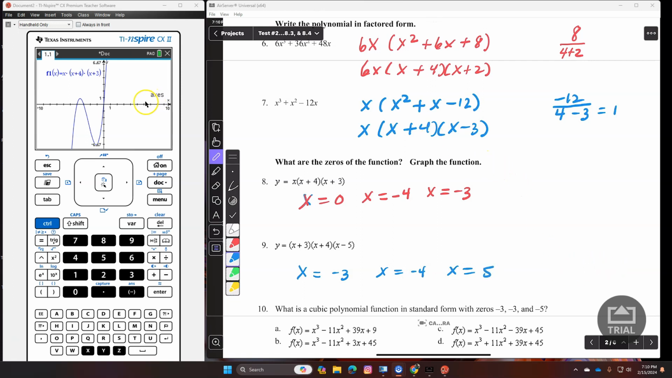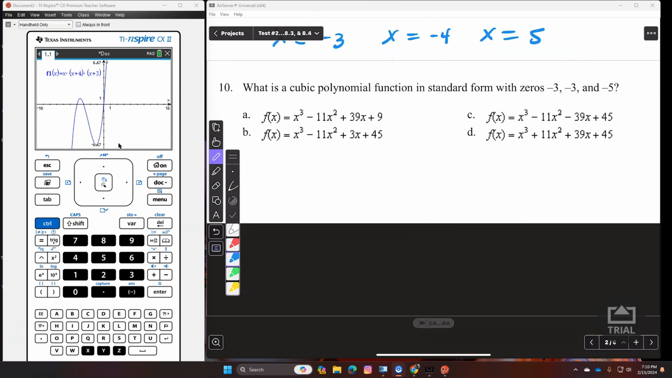And if you want to see it graphically, you can put it into the graphing calculator and you'll see these zeros. Number 10, what is a cubic polynomial with these zeros? So like I taught you in class, we're working backwards. So we have x equals negative 3, x equals negative 3, x equals negative 5. And you notice that negative 3 has a multiplicity of 2. So now we're going to have the factors x plus 3, x plus 3, and x plus 5. You're going to multiply.